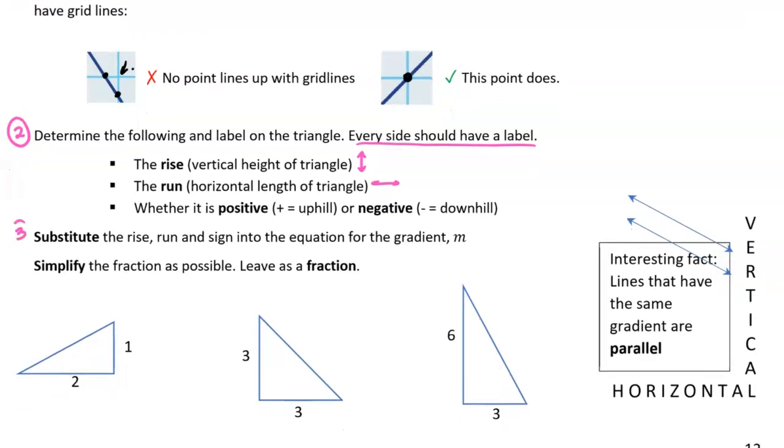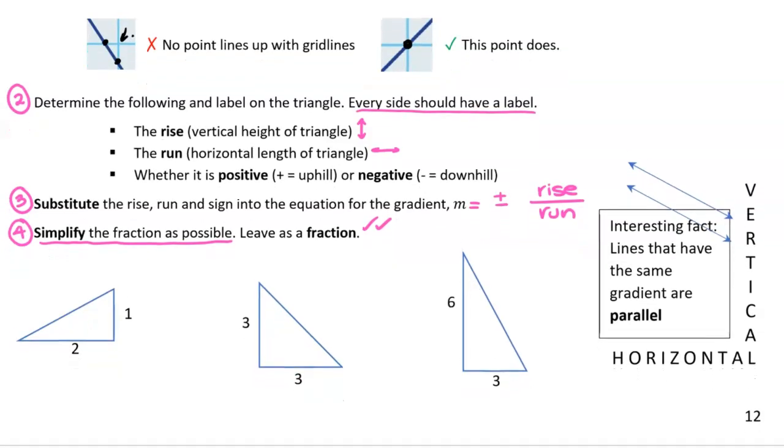So step three. We're going to substitute the rise, run, and sign into the equation for gradient M, which remember, M equaled plus or minus, whether it was uphill or downhill, and we had rise over run. And then number four, simplify the fraction if possible. That's something that I know a lot of us forgot in our previous lesson, and you're more than welcome to leave it as a fraction. Improper or proper doesn't matter to me. Fractions are super helpful when we're doing gradients.